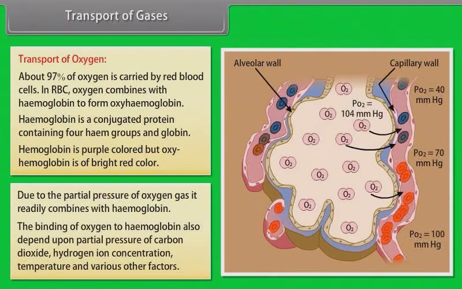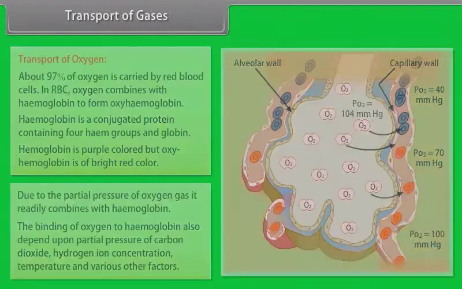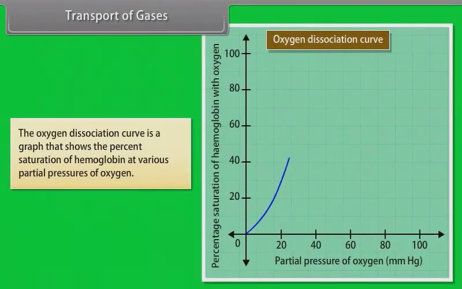The binding of oxygen to hemoglobin also depends upon partial pressure of carbon dioxide, hydrogen ion concentration, temperature, and various other factors. The oxygen dissociation curve is a graph that shows the percent saturation of hemoglobin at various partial pressures of oxygen. Transport of carbon dioxide.